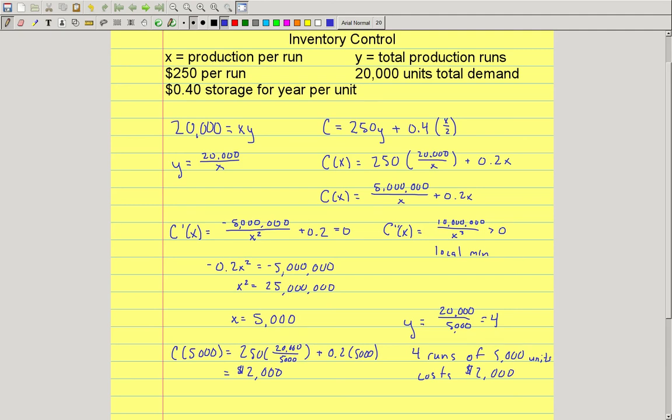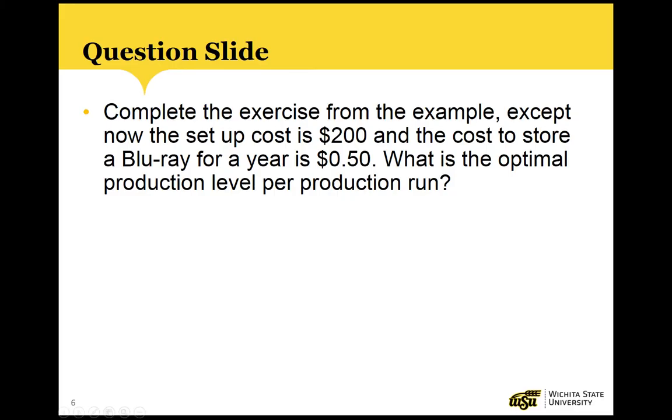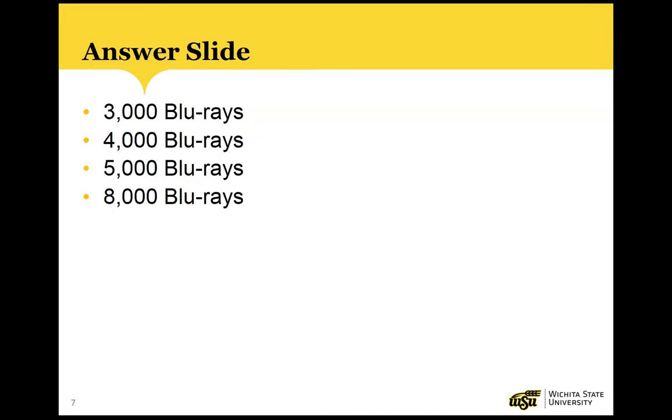All right. It's time for you to answer a question now. Complete the exercise from the example, except now the setup cost is $200 and the cost to store a Blu-ray for 1 year is 50 cents. What is the optimal production level per production run? Is it 3,000 Blu-rays, 4,000 Blu-rays, 5,000 Blu-rays, or 8,000 Blu-rays?